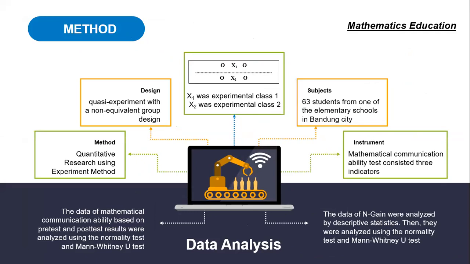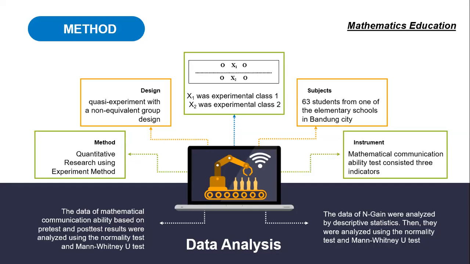So we can see the difference between the experimental class 1 and experimental class 2. Both of them get the pre-test and post-test in this study. The subjects were 63 students from one of the elementary schools in Bandung City. The instrument used was a mathematical communication ability test consisting of 3 indicators.